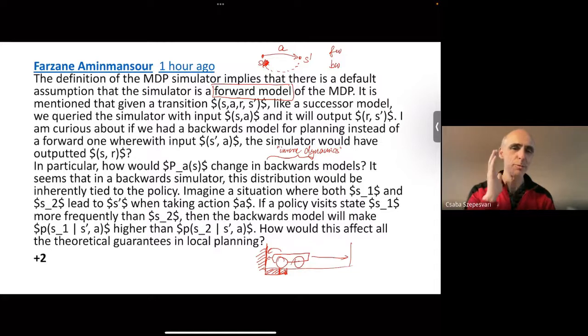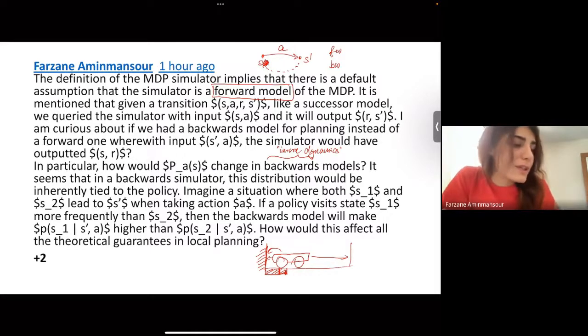To me, the forward dynamics is natural. That's something we can easily and routinely implement in simulators, with the forward dynamics, not with backwards dynamics. Show me one simulator where backwards dynamics is implemented.